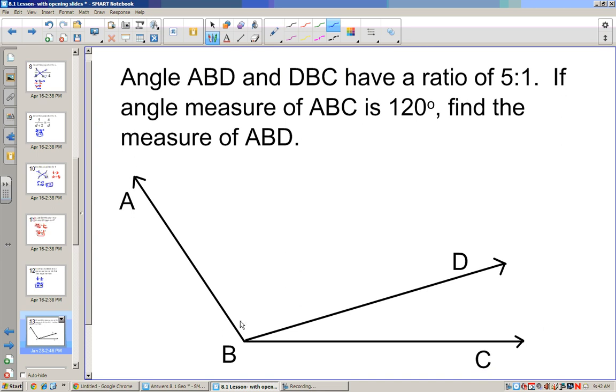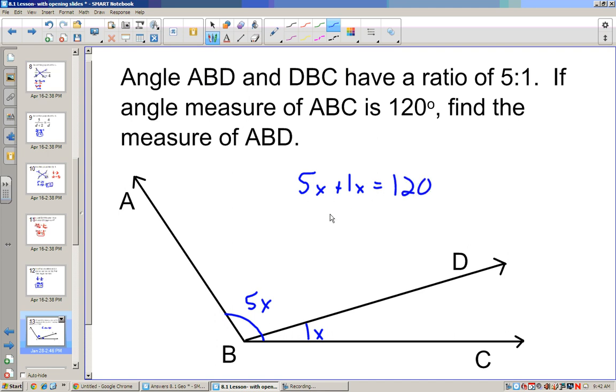If angle ABD and DBC have a ratio of 5 to 1, and measure ABC is 120, find the measure of ABD. What makes this different is we have the ratio 5 to 1, so that's like 5x to 1x. But we don't know what either of these are, but we know what the whole thing is. So we can take 5x plus 1x, and we know those have to add up to 120.